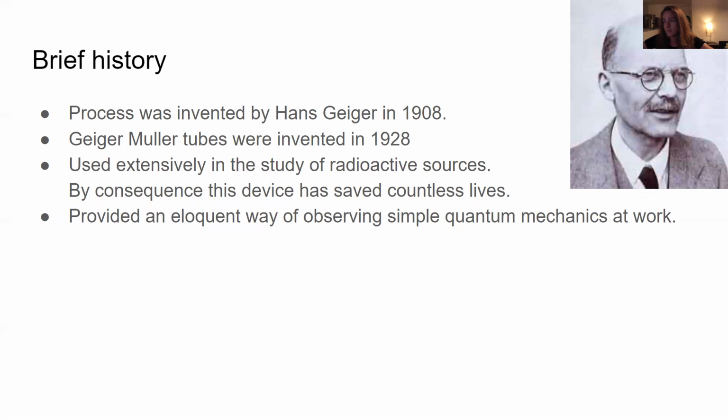Interestingly, this also provided an elegant way of observing simple quantum mechanics at work, as we saw a lot of the distributions that were proving the types of particles we're seeing could be classified. So this is pretty interesting, and I would say a very large discovery. But let's move into the work that we actually did in the lab and how the Geiger Muller tube works.